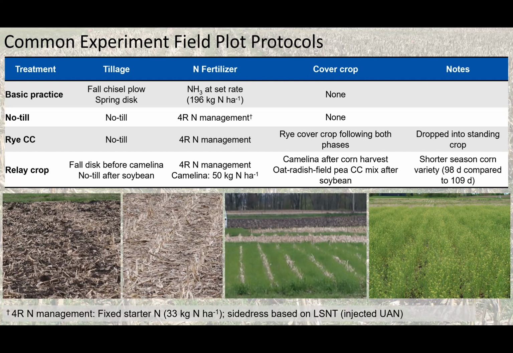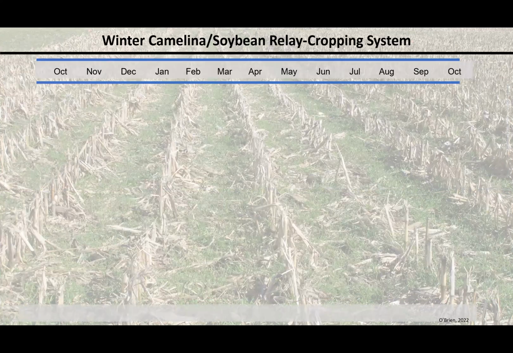The Camellina is planted after the corn harvest. There's an oat, radish, field pea cover crop mix that's grown after soybean. That may change in the future, but at this point, that's what we've done. And again, we use a shorter season corn hybrid to grow in this relay cropping system, because we have to harvest the corn, then disc the field, then plant Camellina. So that's why we use a little bit different system here.